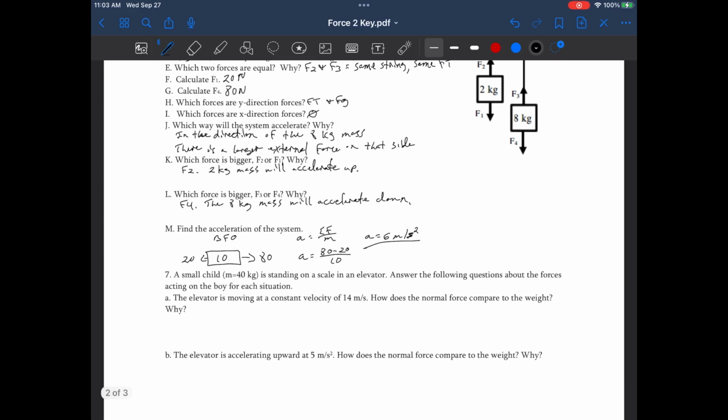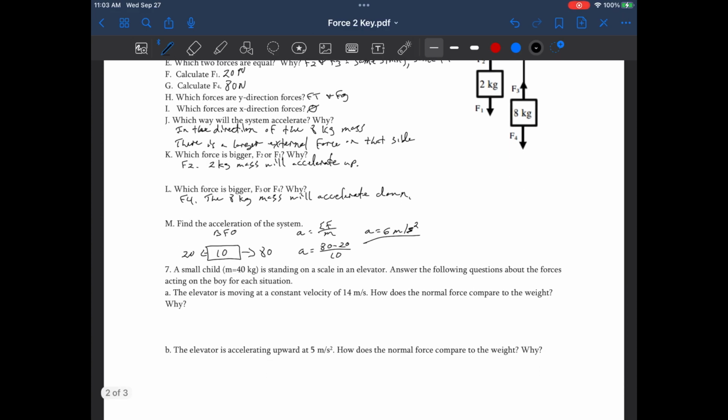So a small child standing on a scale in an elevator. Elevator's moving at a constant velocity. We don't care about the 14 meters per second. Constant velocity tells us everything we need. Constant velocity means balanced forces.